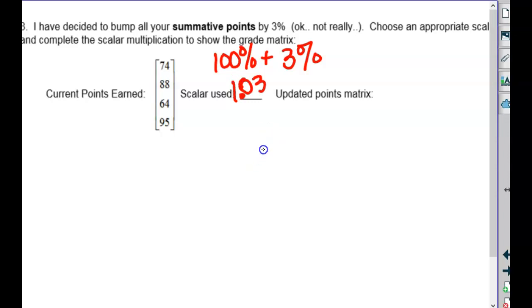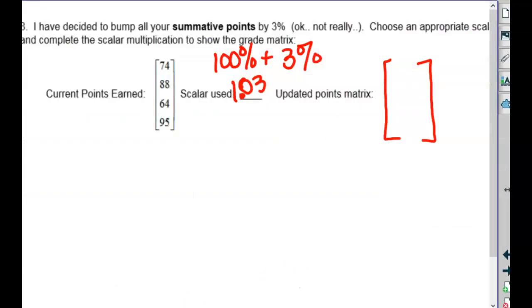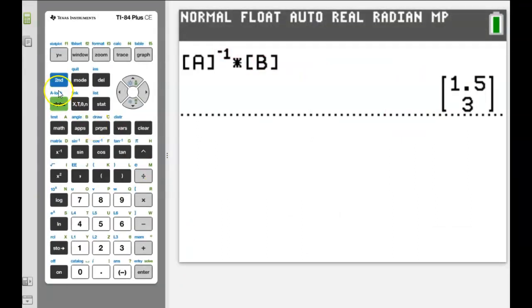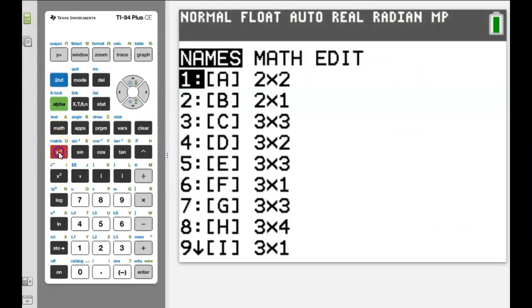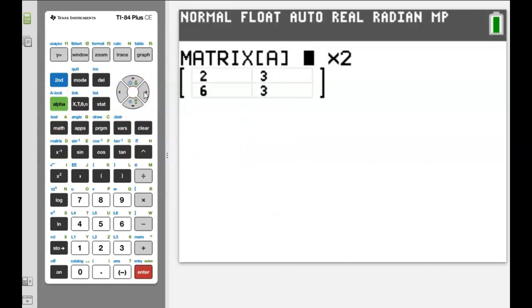So now we need to find the numbers. Again, I wouldn't probably take time to type it in. You certainly could, because it would be fairly easy to do then. Oh, no, we don't need that up there. Just kidding. What size is that matrix? 4 by 1.